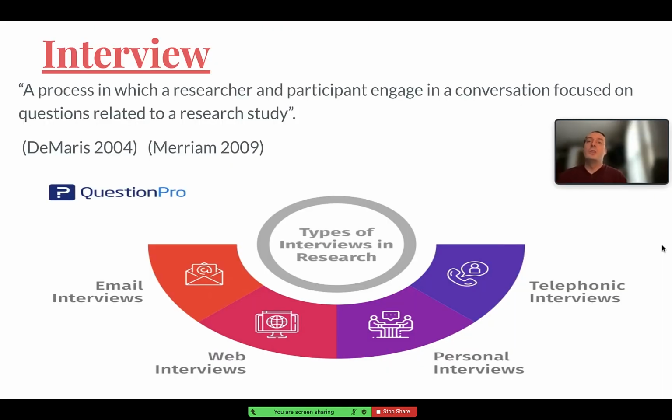groups. So an interview is a process where a researcher and a participant engage in conversation. Usually the researcher has a series of questions that they ask the participant to gauge their perception and their views on a certain research topic. And interviews can be performed in many different ways. There are email interviews, web interviews, personal interviews, and telephone interviews. Normally, personal interviews are the most common when it comes to using interviews as a research methodology.